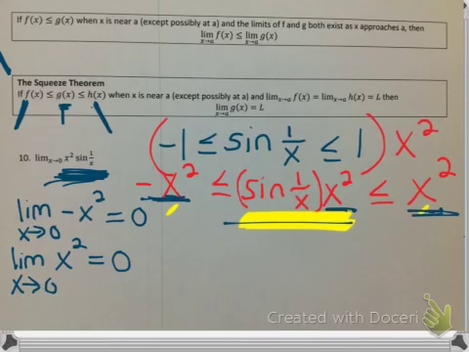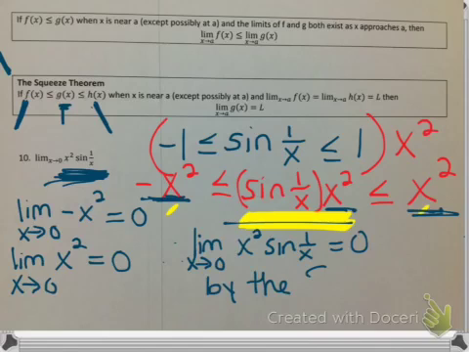Okay, so I can say my final statement: therefore, the limit as x approaches 0 of x squared sine of 1 over x equals 0 by the squeeze theorem. And we do need to actually write that by the squeeze theorem.